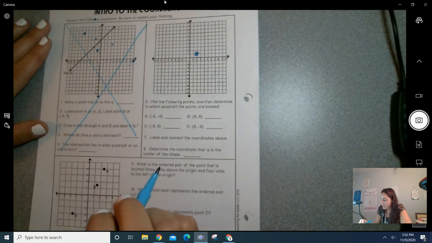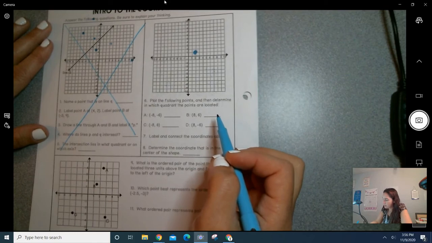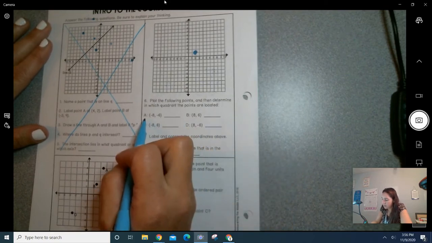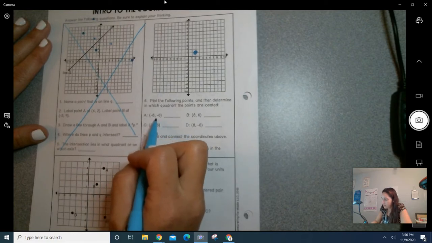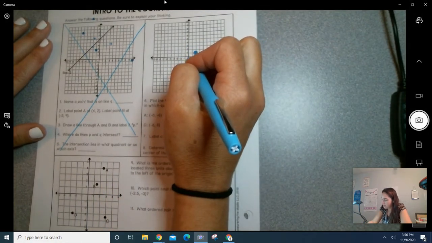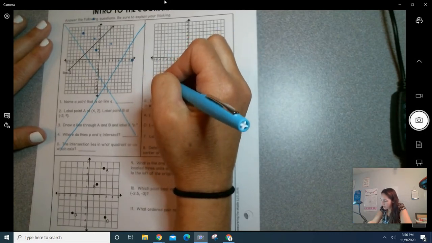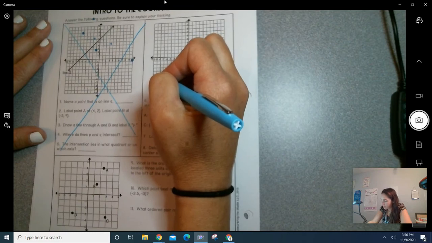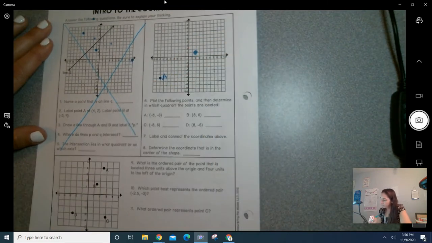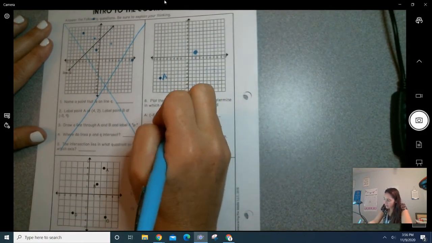Okay, let's look at number 6. Number 6 says, plot the following points and then determine in which quadrant the points are located. So first we're going to plot the point for A, which is -8, -6. So I'm going to start from the origin, and I'm going to go to the left 8, and then I'm going to go down 6. And my point A should be here. That is in quadrant 3.